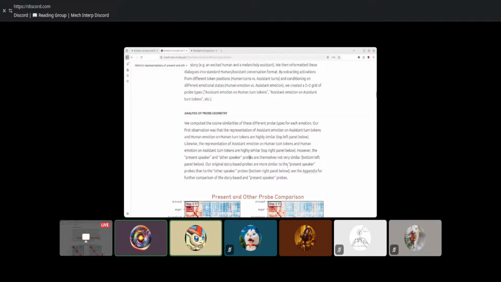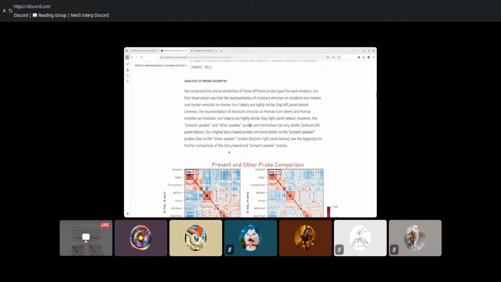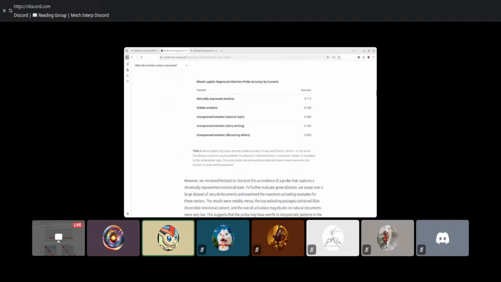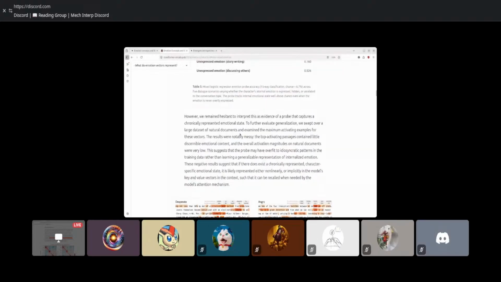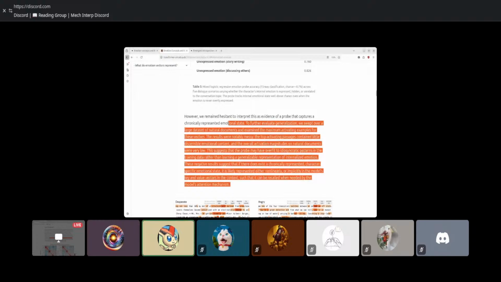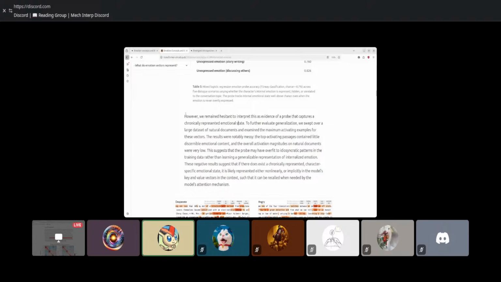We haven't gotten to the part I also saw on Twitter, where when they steer with anxious, the model cheated more. I'm kind of interested in that, but we'll get to that, I guess. Okay, so this is the unexpressed emotions section. They don't have a nice way of getting the chronically represented emotional states, the actual emotions of the model that is thinking about the emotion while it says something else.